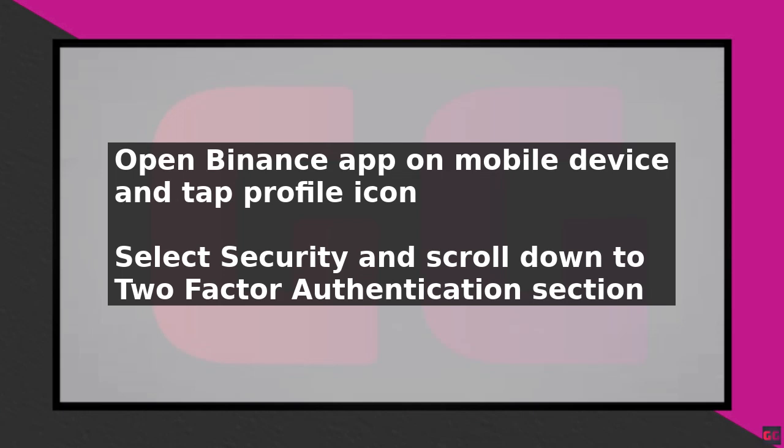You will be prompted to download the Google Authenticator app from the App Store if you do not already have it installed. Once installed, open the Google Authenticator app and tap on the plus icon in the top right corner to add a new account.